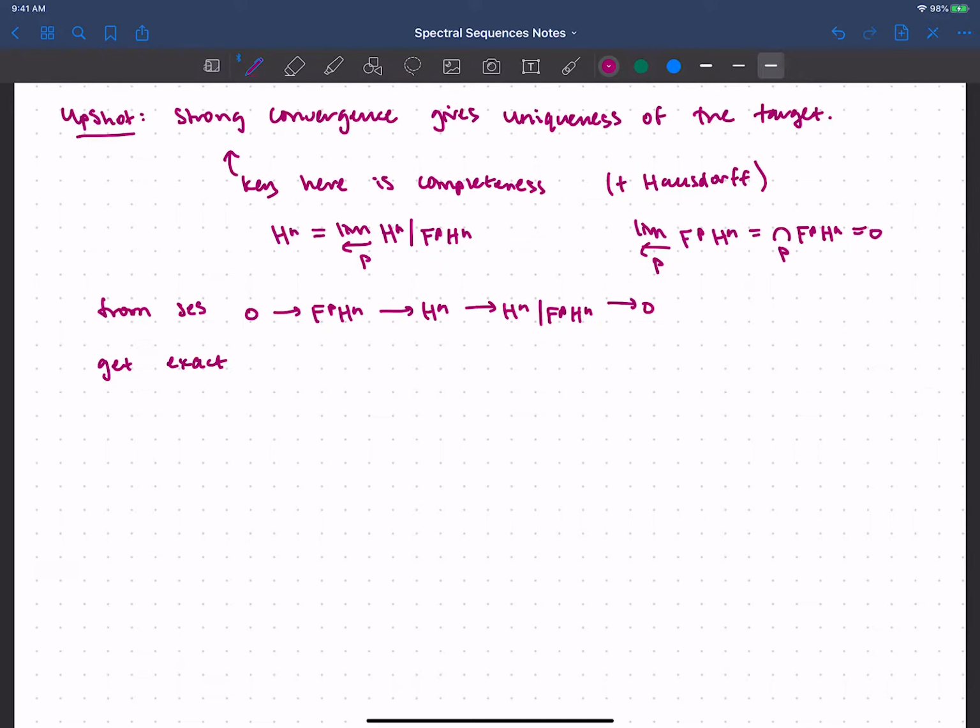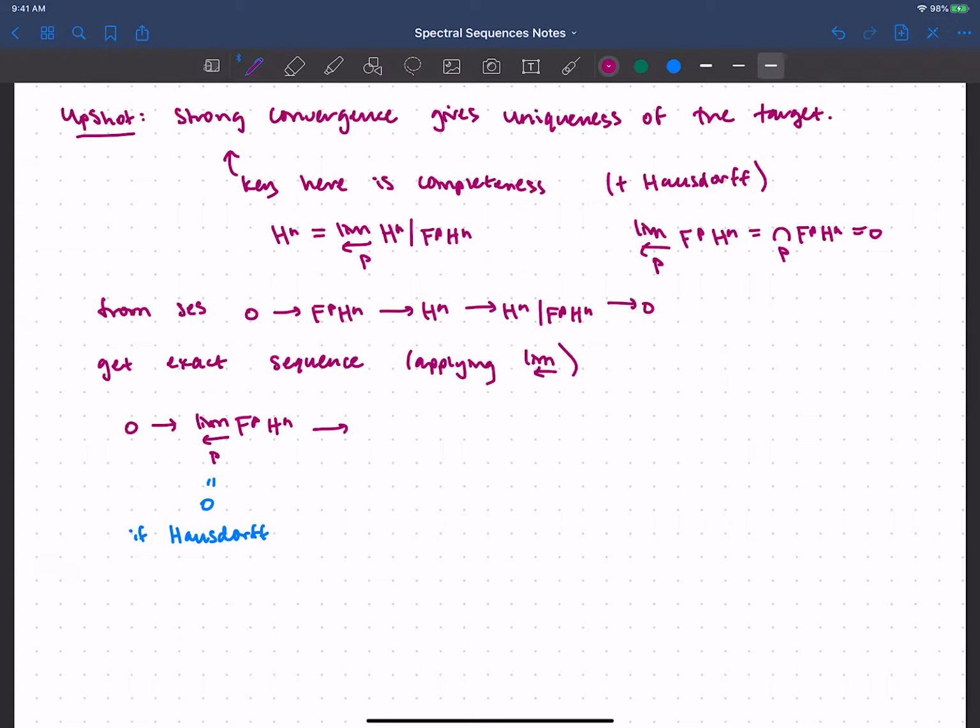Okay, well, what does that look like? I take the inverse limit here, and I've got this inverse limit over P of FPHN. So that's showing up in my Hausdorff condition, that would be 0. Maybe I'll even write that since I'm saying it now, that's 0 if we're Hausdorff. That again is just the intersection of all of them. That should map to the inverse limit of the next spot.